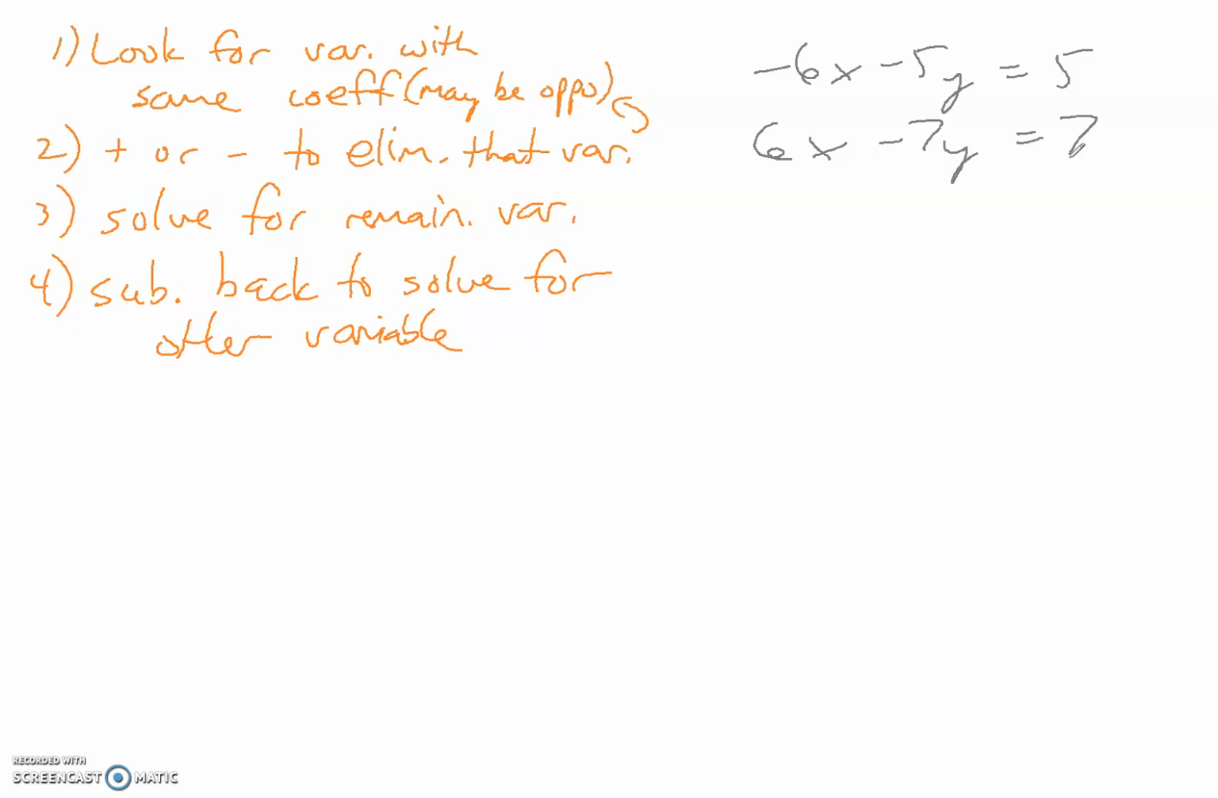All right, so I want to look for a variable with the same coefficient. So the one that matches up would be these guys right here with the two 6's. All right. So if I wanted to eliminate them, if I want to get rid of them, I would have to add them together. So I'm going to add that system together. Negative 6x plus 6x, of course, cancels. I'm not even going to bother writing it. I've got negative 5y plus negative 7y, which gives me negative 12y. And 5 plus 7, of course, is 12. And you can see that y would then be equal to negative 1.